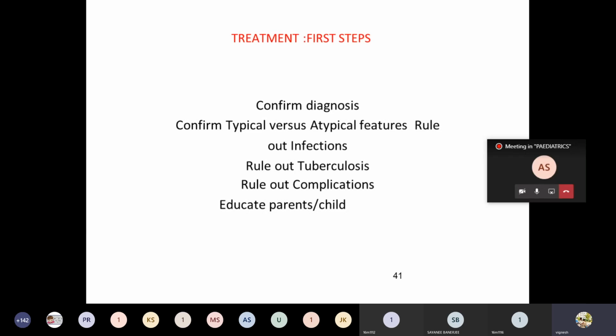By doing the WBC counts, urine culture, and urine routine, you can rule out any infections. You should rule out tuberculosis. That is why chest X-ray as well as Mantoux test you should do to rule out tuberculosis. Then you should see whether any complications are there or not. And finally, you should educate the parents. If the child is a little older, you can give education to the child also. So these are the first steps you should know.